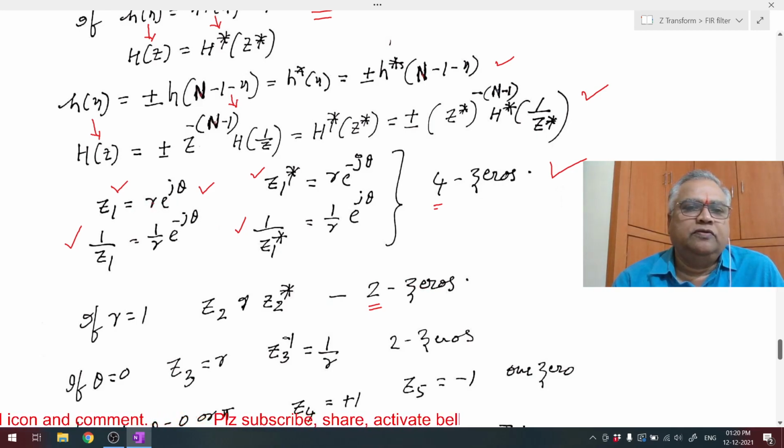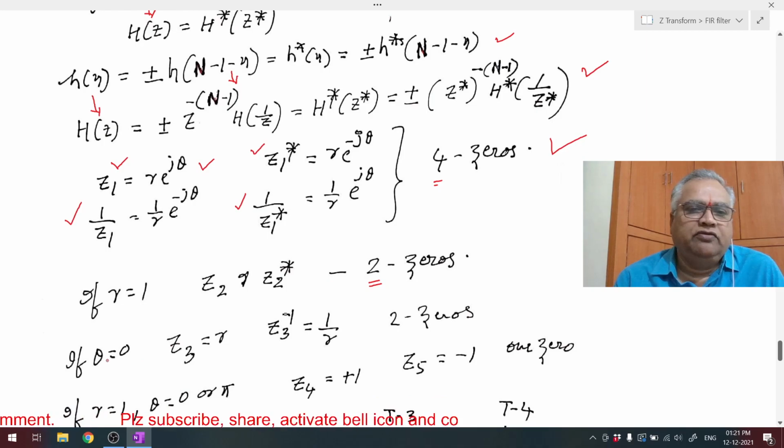For example, if r equals 1, this is e^(jθ), e^(-jθ). What about here, again r equal to 1, e^(-jθ). So this value will be the same. And here r is 1, e^(jθ). So that means z1 and 1/z1* are equal, and 1/z1 is equal. So these 4 are reduced to only 2 if r equals 1.